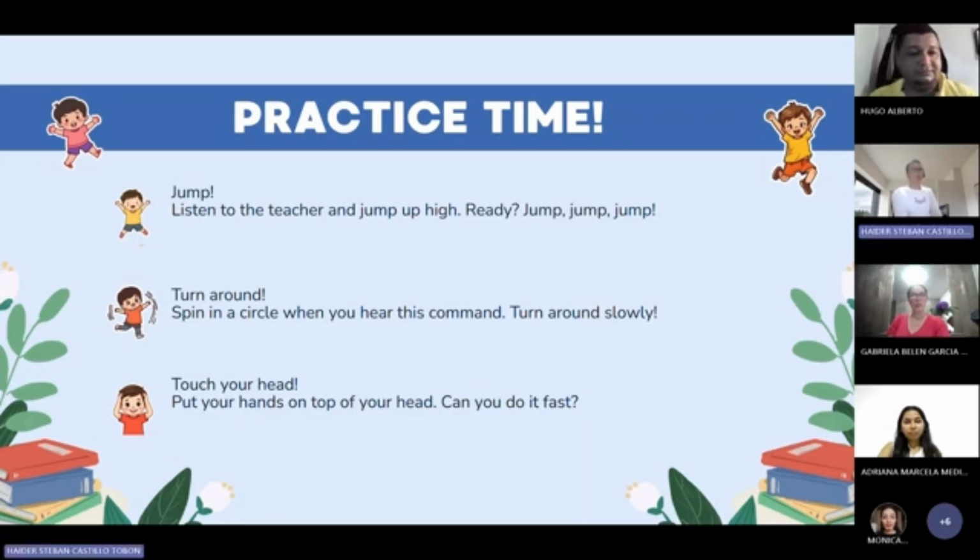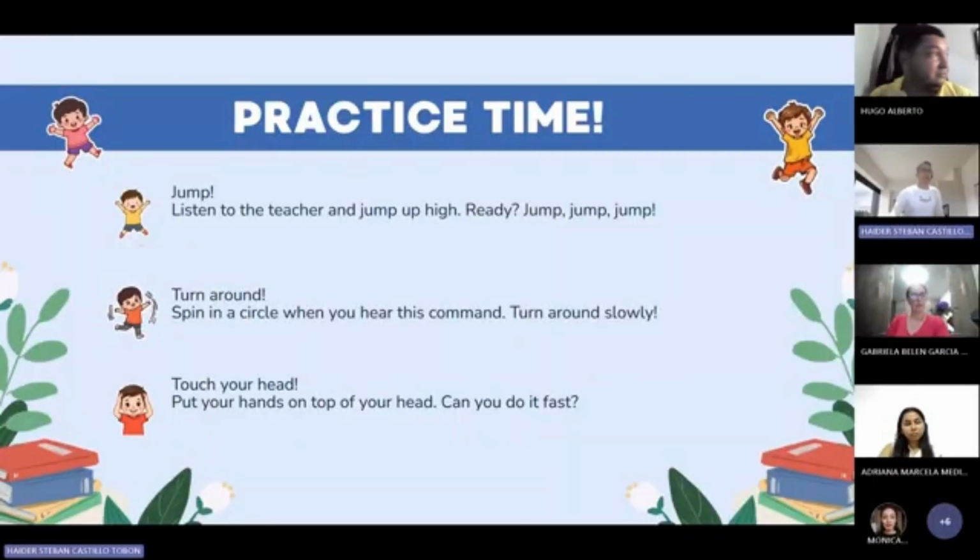Okay, guys. In this opportunity, this part is for the other teacher. The teacher's name is Luz Marina, but at this moment it is not possible for her to explain this part. Then I try to explain this point.